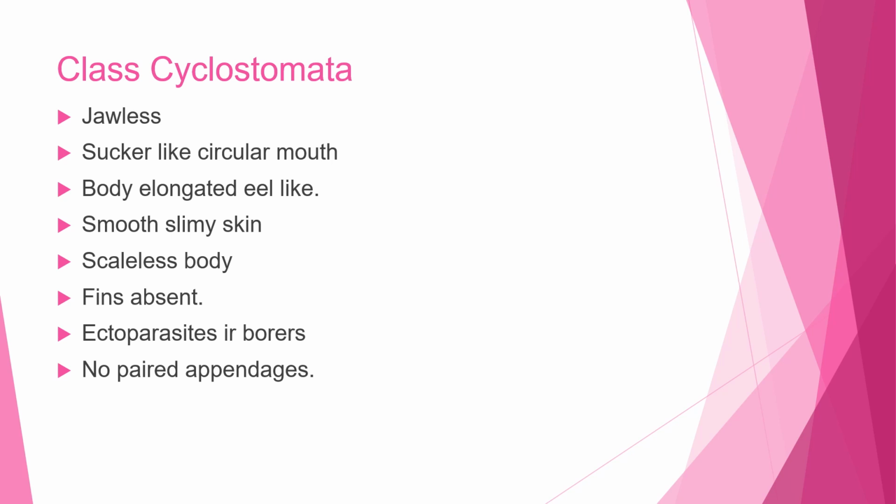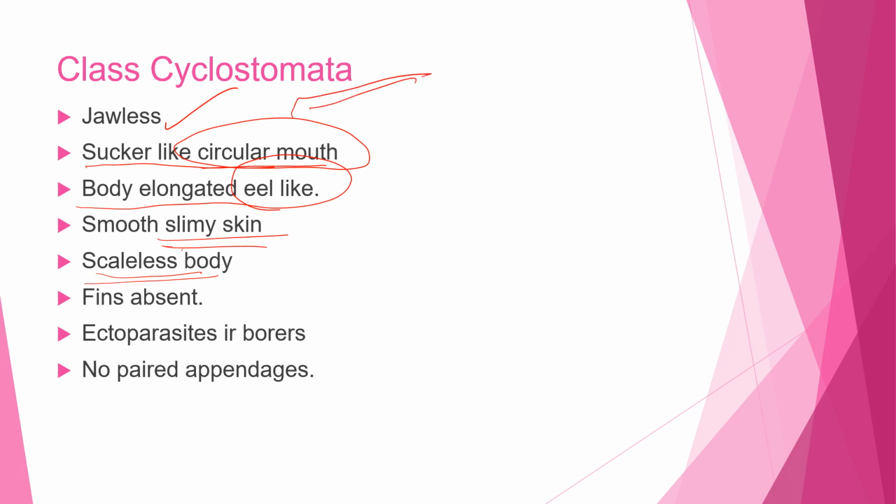They are mainly jawless. They have a sucker-like circular mouth, so their mouth part is circular with a sucker. Their body is elongated and eel-like, with smooth, slimy skin. The body is scaleless, so no scales are present in Cyclostomata, and fins are absent.